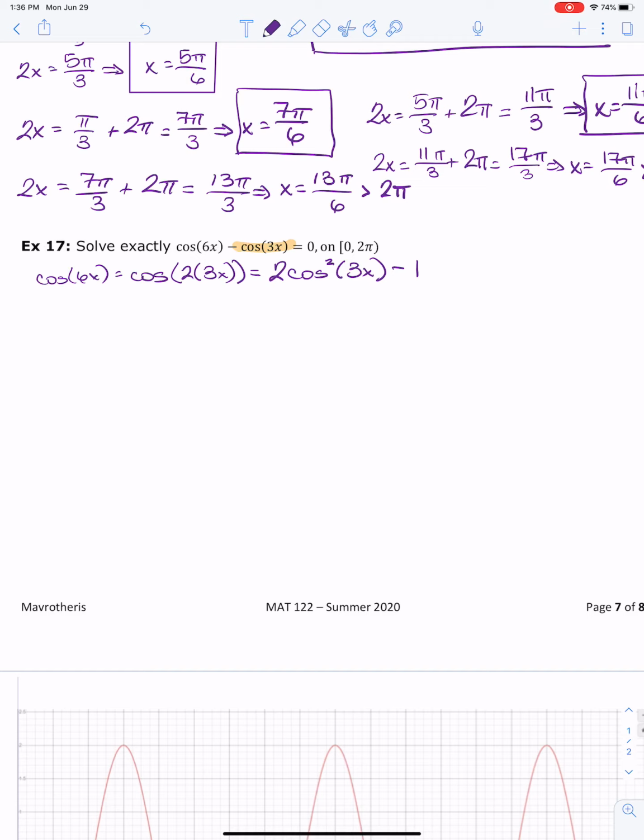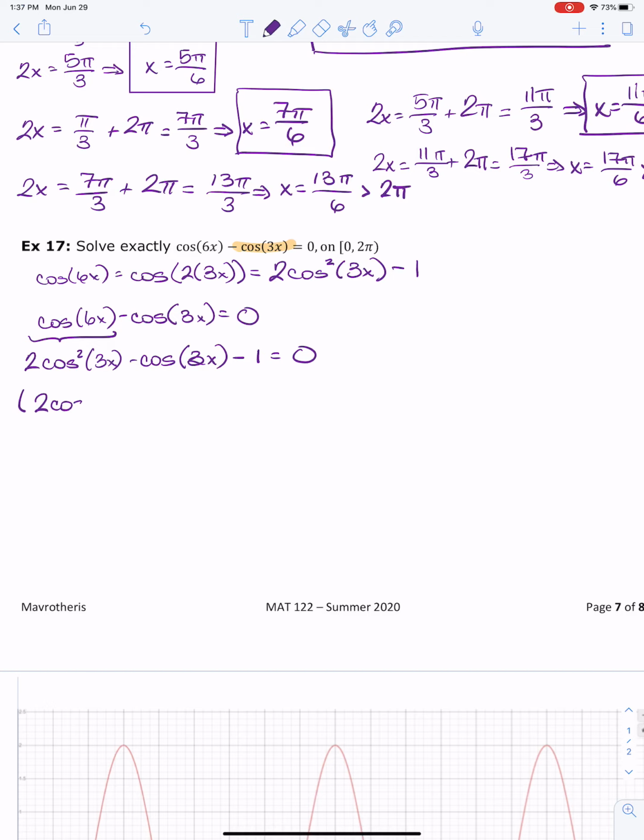Okay. So in my equation, I'm replacing my cosine 6x. Let me rewrite the equation so you can see fairly easily what I'm replacing. I got cosine 6x minus cosine 3x equals 0. This is being replaced with my 2 cosine squared 3x minus, I'm going to go ahead and write in descending order, I'm going to stick my cosine 3x before my minus 1. And now I'm going to factor. I got 2 cosine 3x. Hoping this factors because the thought of the quadratic formula here does not make me happy.